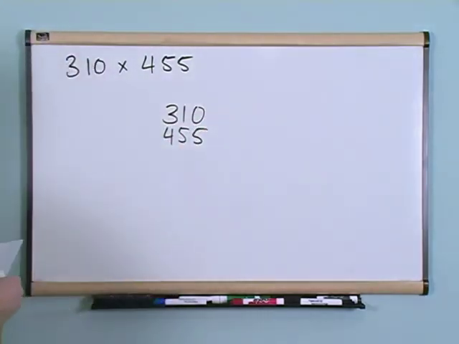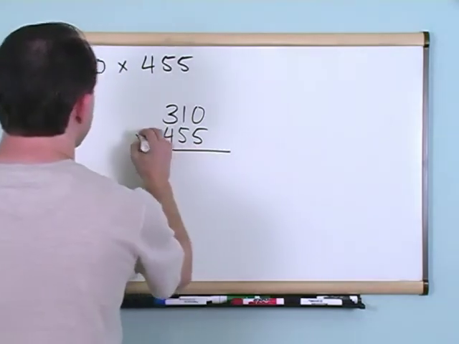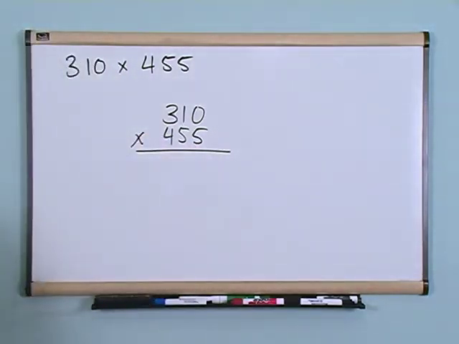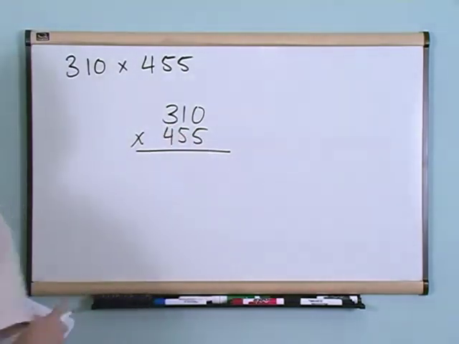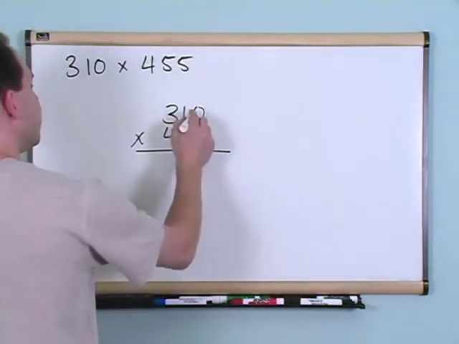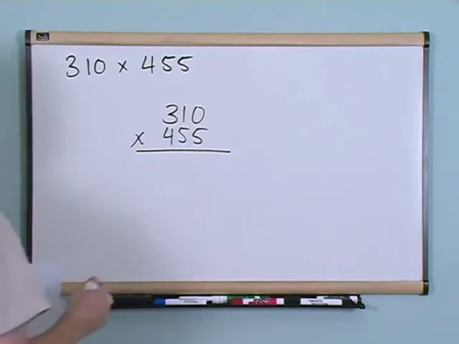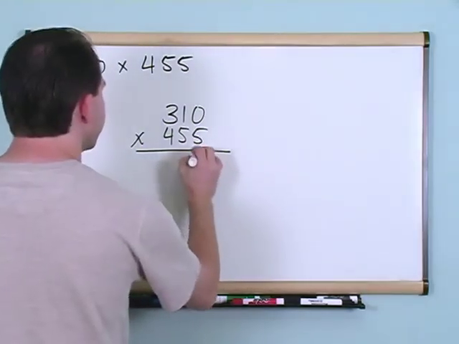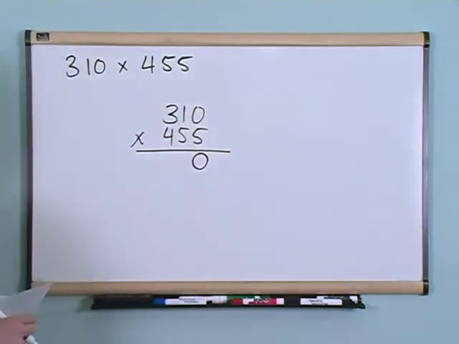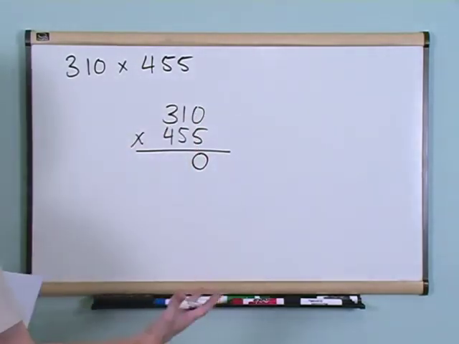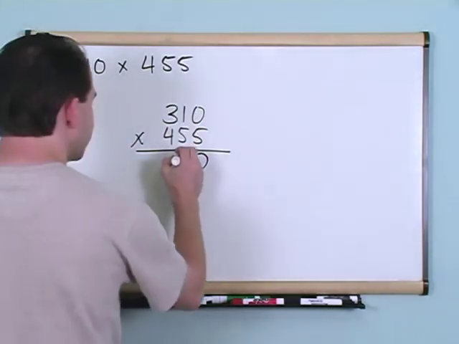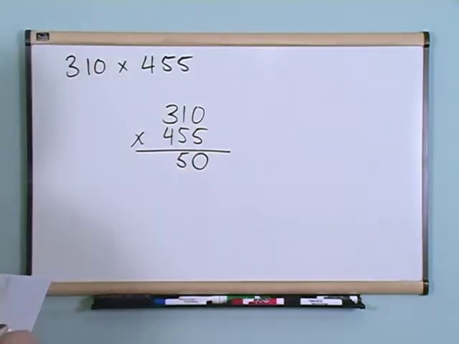Okay, 310 times 455, and we're multiplying. Again, we're going to start in the right-hand column and multiply like this. 5 times 0, using your times tables, gives you 0, because anything times 0 gives you 0. 5 times 1 gives you itself, so that's 5.